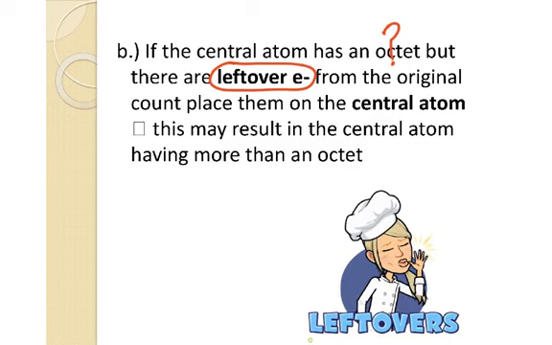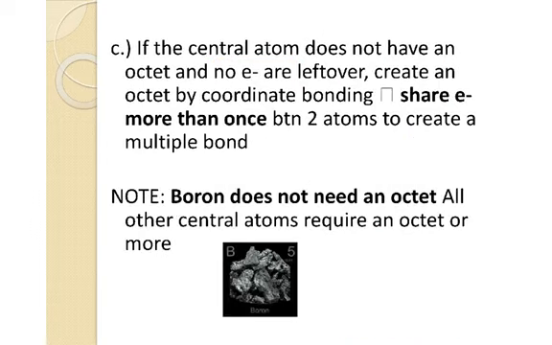Those leftovers have to become part of your picture. You're going to put them always on your central atom. That's always where those leftovers can go. This could give you an octet. So for instance, if you did not have an octet, this might give you an octet or it might not. If you add those extra electrons onto your central atom and you still don't have an octet and you're out of electrons, then you're going to go to stage 3 or stage C.